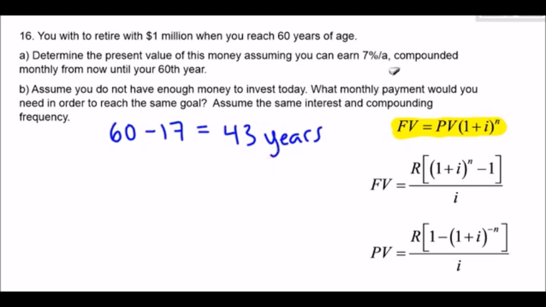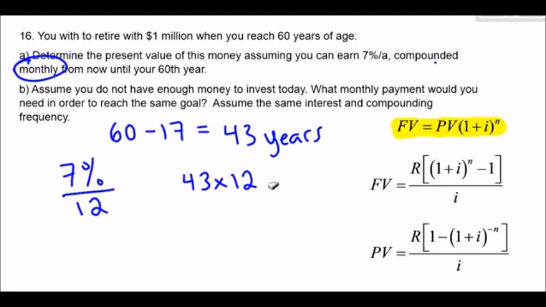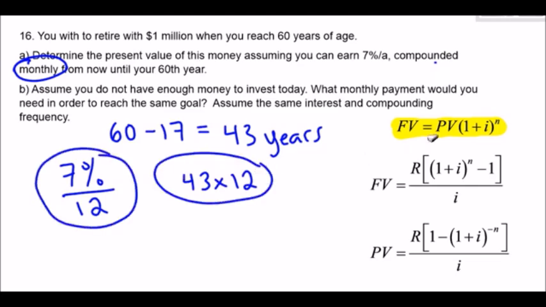What else do we know? Well, we know that it's going to be compounded monthly. So if it's compounded monthly, then we're going to need to adjust both the 7% interest rate, so we're going to have to divide that by 12 to represent the monthly, and we're also going to have to change the n value because it's 43 years and 12 times a year. So both of these things are going to have to get factored into our equation.